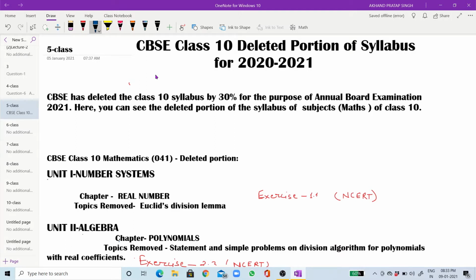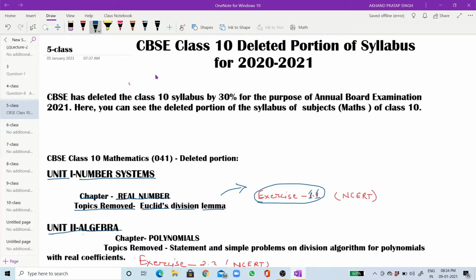So the first unit, number system. In the number system, the chapter is Real Numbers and the topic removed by CBSE is Euclid's division lemma. And if you look at the NCERT, then exercise 1.1 will be reduced or left. So you do not need to do the questions of this exercise.